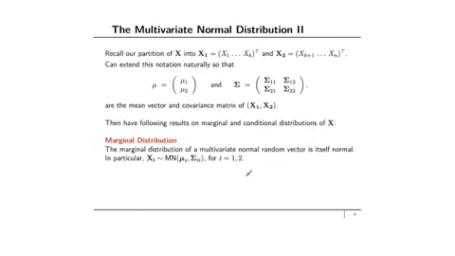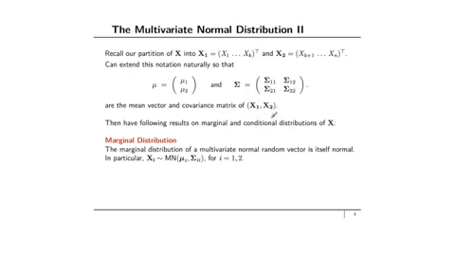So recall the partition we saw in an earlier module. We can break x into two blocks of vectors x1 and x2 as such. We can extend this notation naturally, so we can write mu equals mu1, mu2, and sigma equals sigma 1,1, sigma 1,2, sigma 2,1, sigma 2,2. And they're the mean vector and covariance matrix of x1, x2.